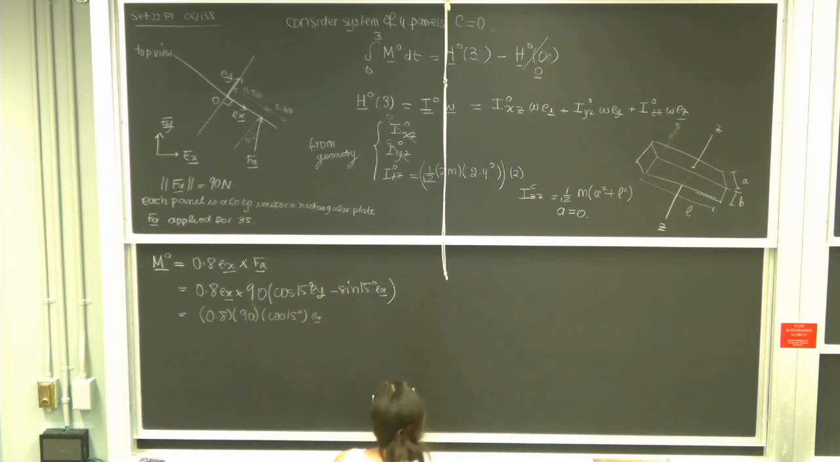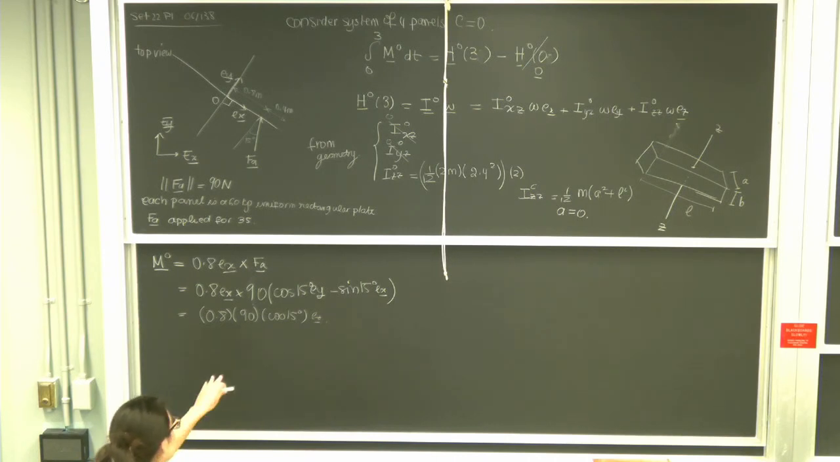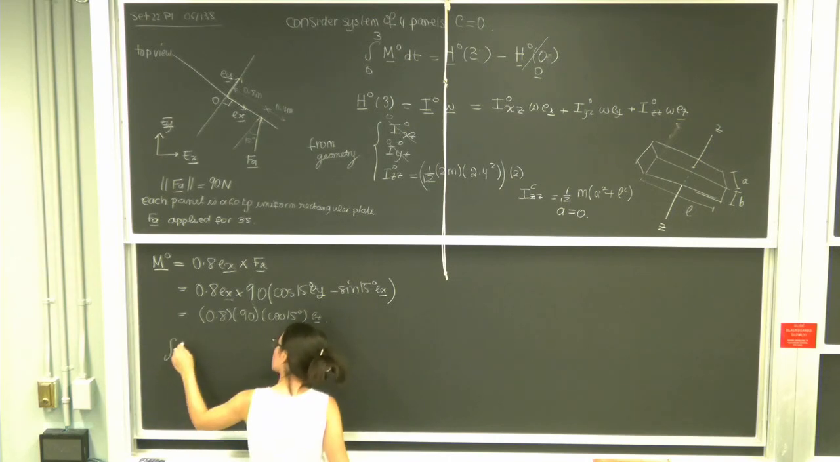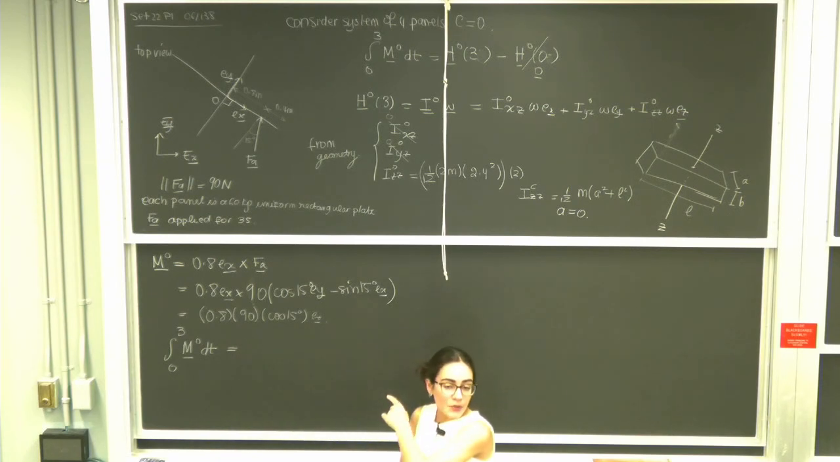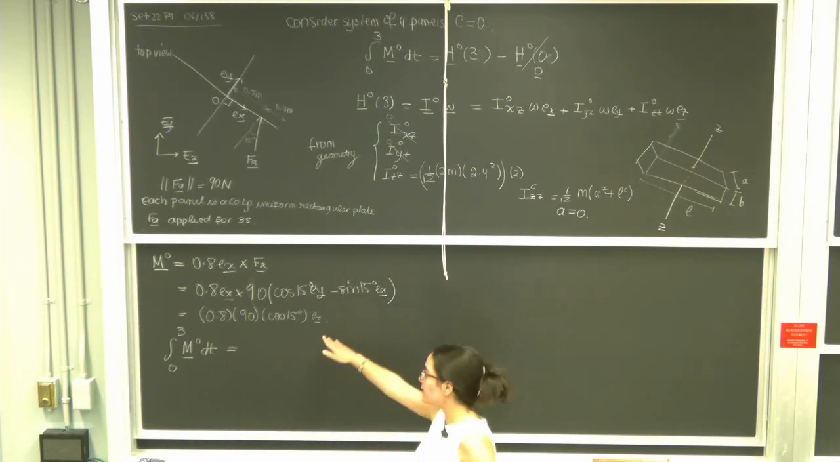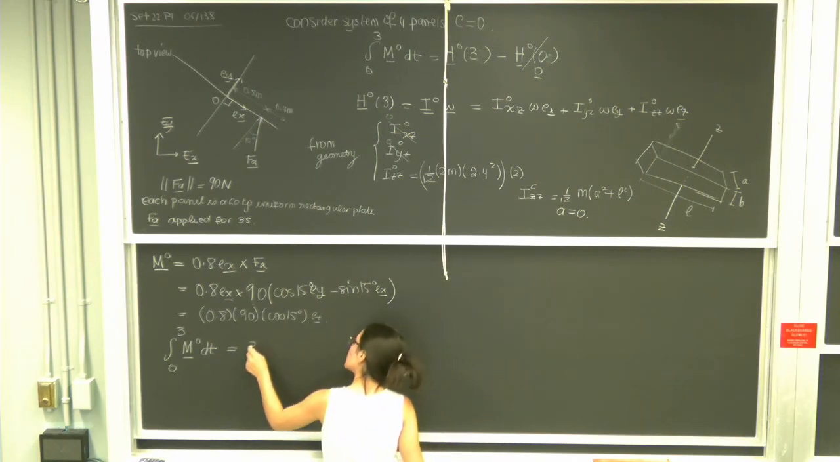So the Ex component doesn't matter really. So if you're in this situation, just push the door perpendicular to it. Okay. And that's constant throughout the motion. So if I integrate MO dt from 0 to 3, I'll just multiply MO by 3 because MO is constant. Its magnitude is constant and its direction is constant. EZ is constant. So that's 3 times MO.